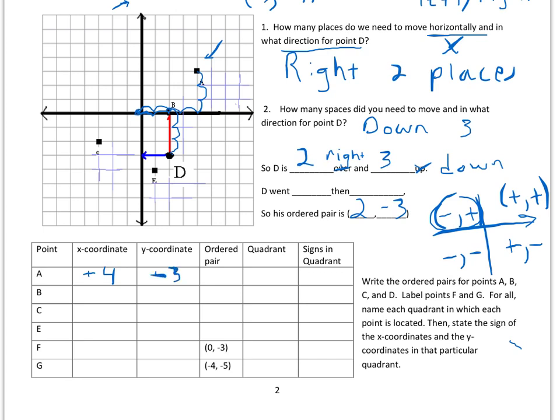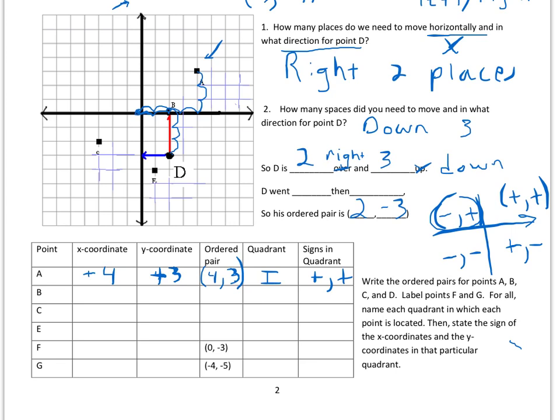So my ordered pair would be 4, 3. Now, what quadrant is this in? This is in quadrant number 1. So we use Roman numeral 1, which looks like an I. And the signs in this quadrant are always going to be positive and positive. Okay? All right, let's do another quick one.